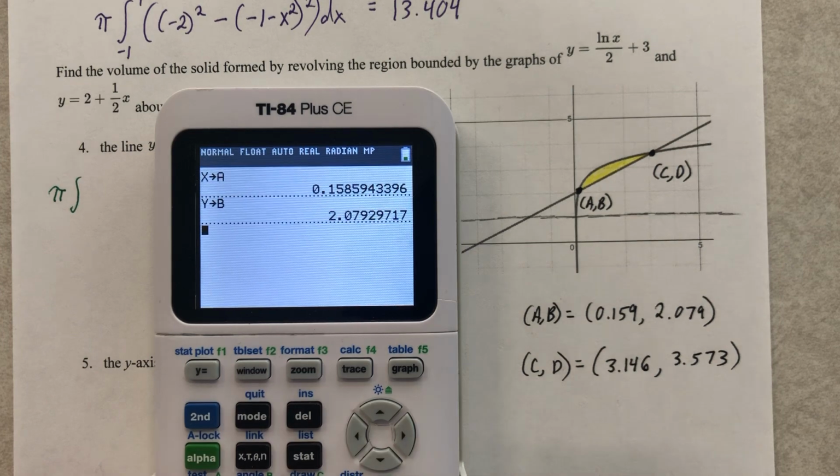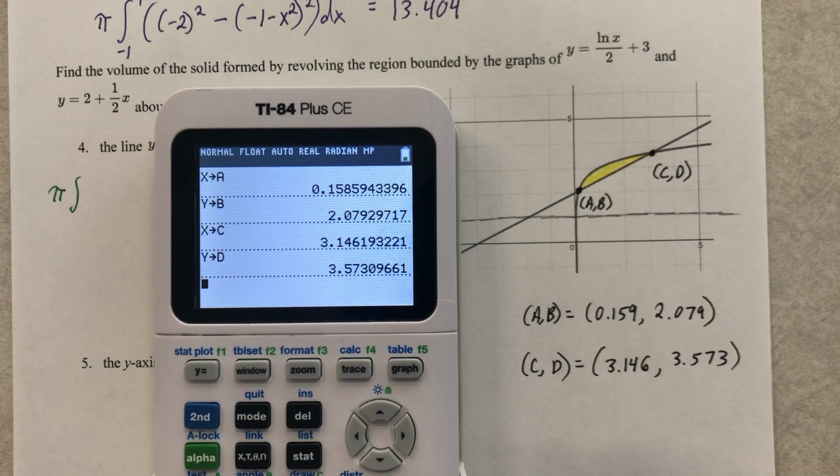Okay, let's store those. Right now, my calculator thinks that x is this. It just reassigned x, and I'm going to call it C. And I have a y value. I'm going to store it as D. There we go. Everything I need is stored right now.